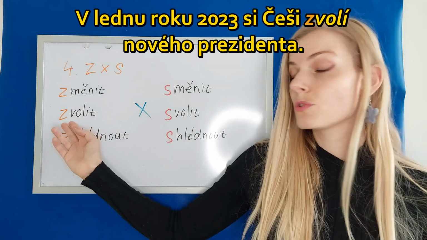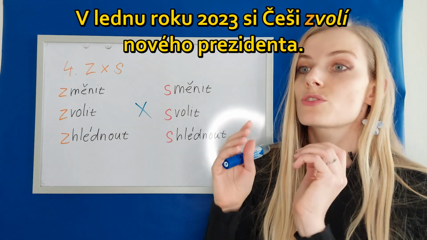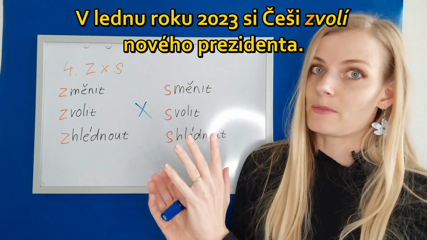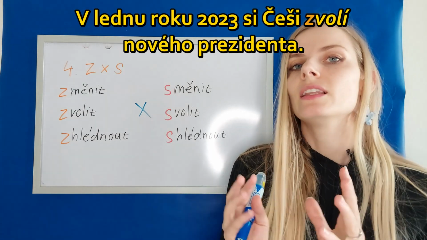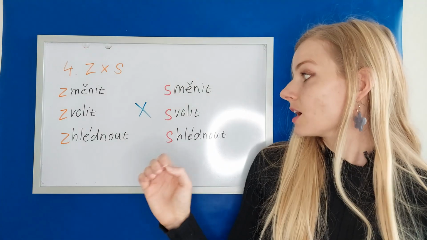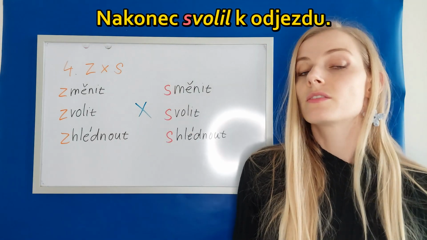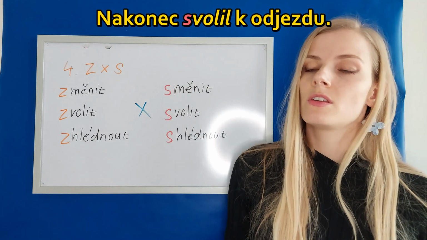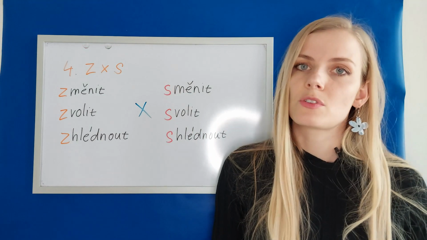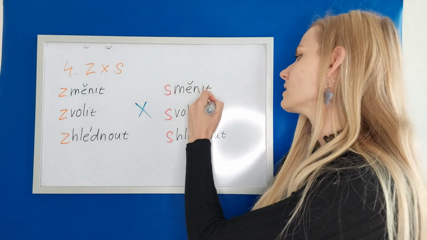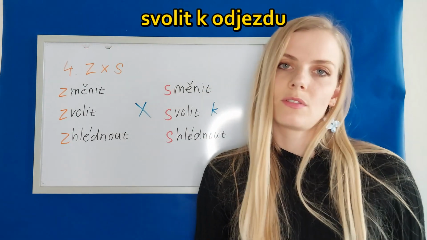Svolit. V lednu roku 2023 si Češi zvolí nového prezidenta. In January of 2023, the Czech people will elect their new president. Nakonec svolil k odjezdu. He finally agreed to the departure. He agreed to leave. We often use this verb with the preposition k. Svolit k něčemu and dative. Svolit k odjezdu, to agree with the departure.